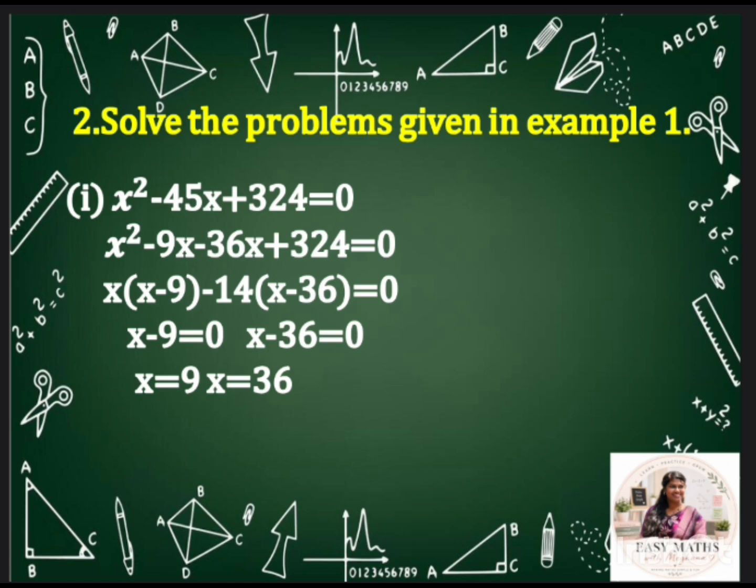So I got two factors here, that is x minus 9 is equal to 0 and x minus 36 is equal to 0. Therefore, we got the two roots, that is x is equal to 9 and x is equal to 36. This is regarding the example 1 first problem.